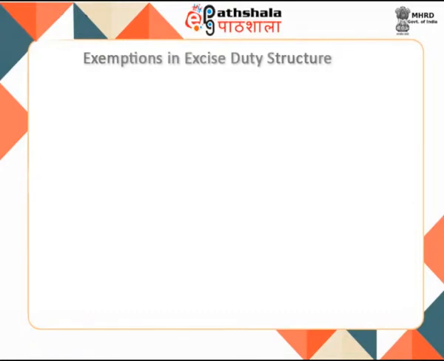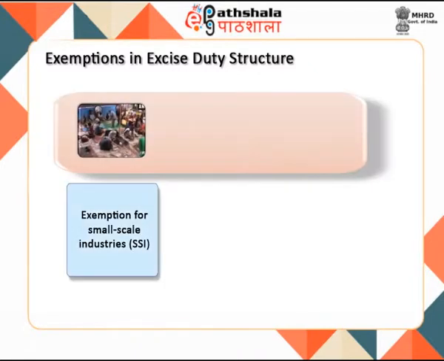The excise duty structure is replete with exemptions of different kinds. They are: 1. Exemption for small scale industries. The exemption is applicable for the manufacture of goods on clearances up to Rs 1.5 crore in a financial year.